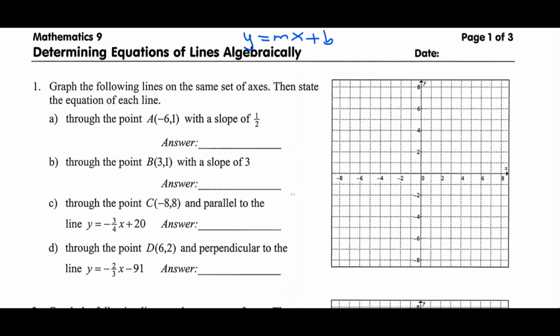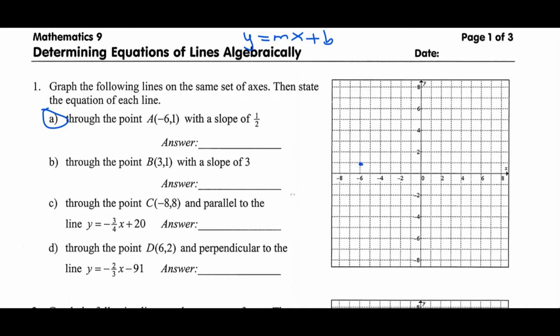So to get us there, let's start with question 1A, okay? This question is asking us to give the equation of the line that passes through this point, negative 6, 1, and has a slope of 1/2. We're going to graph it first and then write the equation. Now, usually when we graph, we are given the equation. From the equation, we find the b, the y-intercept, and that becomes our first point. But that's not the case here.